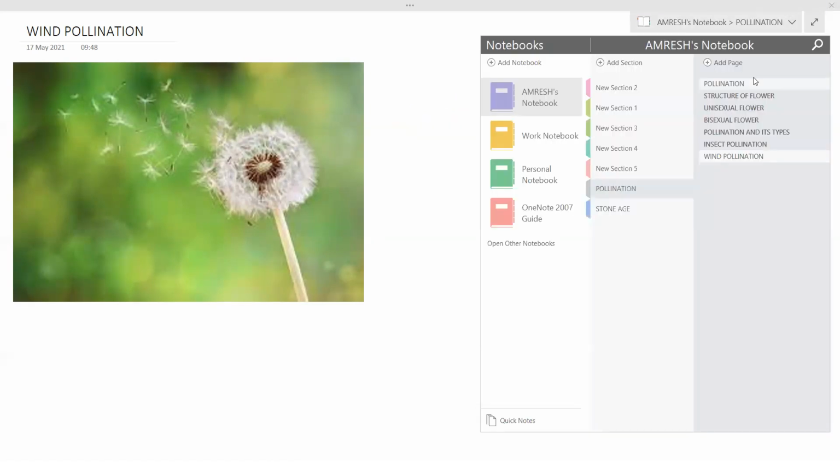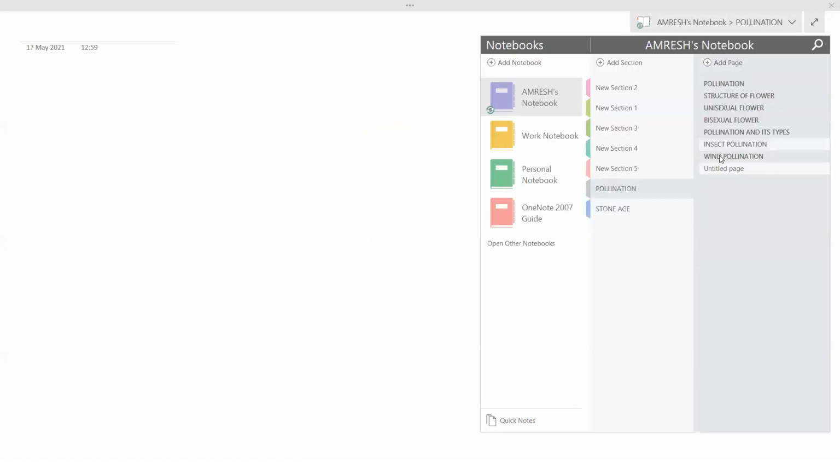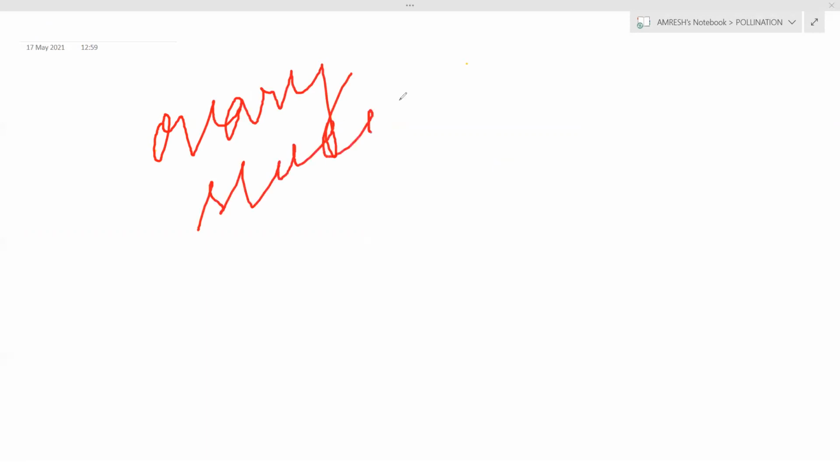Now, after pollination, what happens? After pollination, the sepals, petals and stamens all fall off and the ovary swells. The ovary grows in size so that it will make fruit.